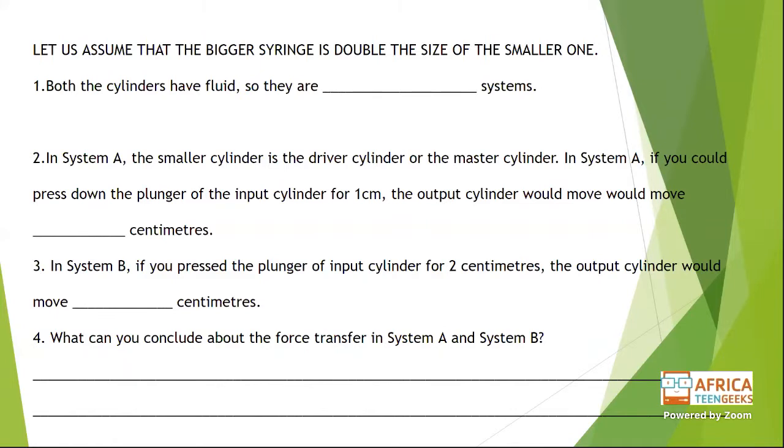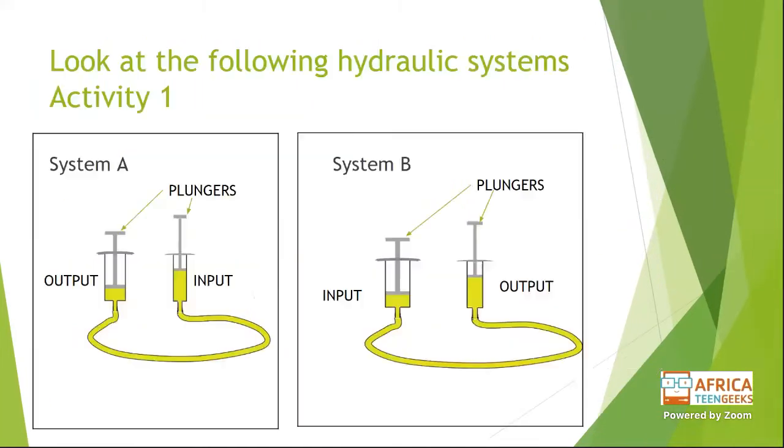Okay, let me take you back to this. Okay, system A, you press down this plunger, you press it down by 1 centimeter. What could be the movement of this hydraulic fluid in the output cylinder? Think about that and jot your answer.